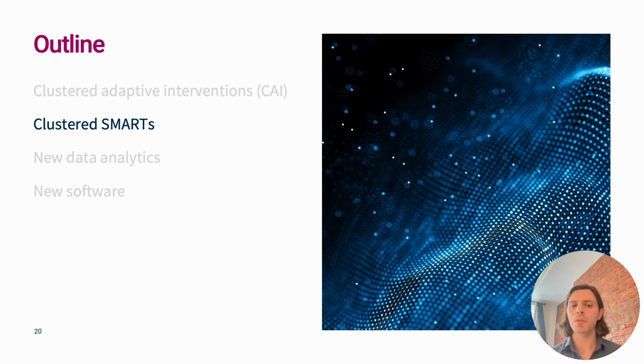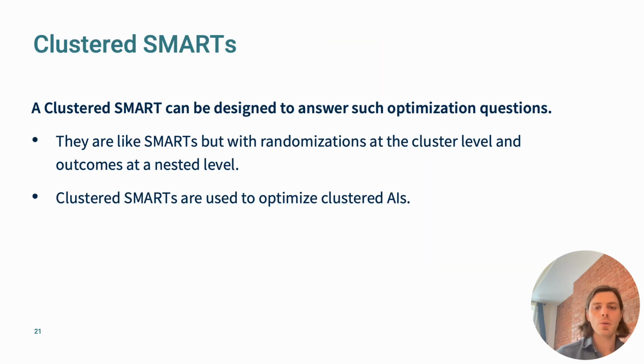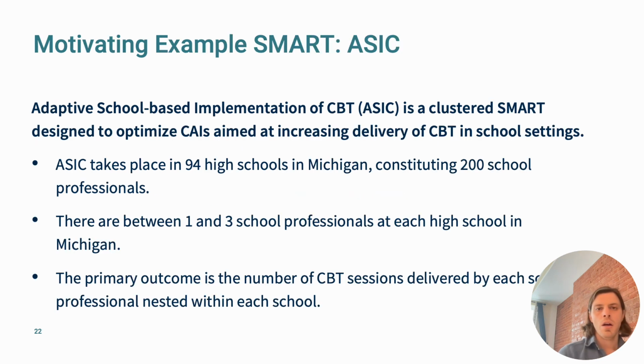So now that we've had a review of clustered adaptive interventions, we're going to dive into clustered SMARTs. A clustered SMART can help us answer all of those optimization questions we just talked about. And they're like our standard SMARTs, just we have those randomizations at the cluster level and outcomes nested within clusters. And unsurprisingly, these are used to optimize clustered adaptive interventions. So our motivating example is going to be adaptive school-based implementation of CBT, or ASIC, which is a clustered SMART designed to optimize clustered AIs aimed at increasing delivery of CBT in school settings.